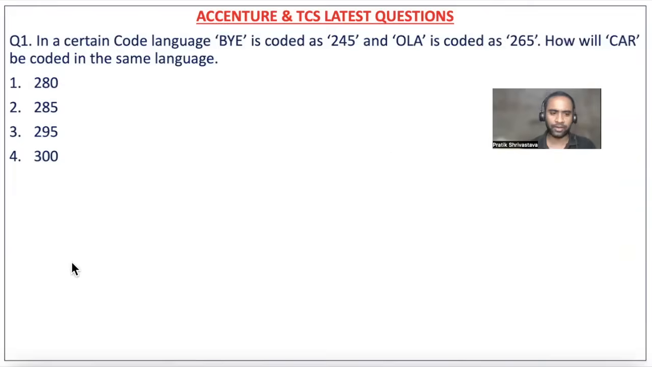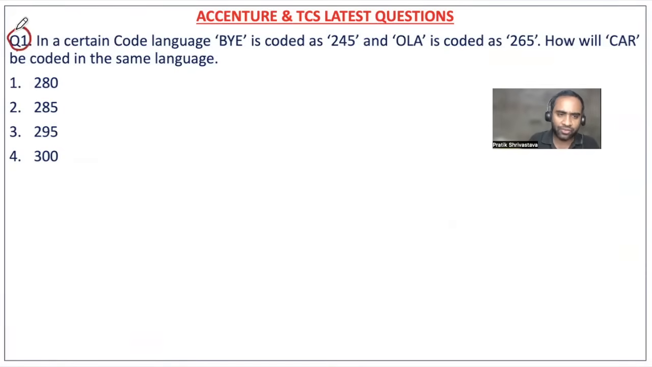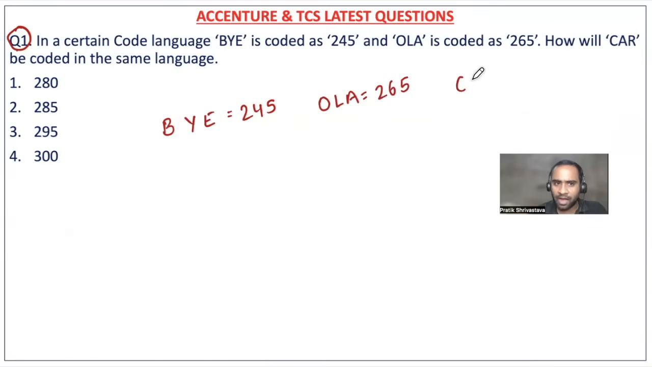Now question number 1. Before you solve any question, I would like you to first try by yourself, and only then watch the solution. In a certain code language, BUY is coded as 245, OLA is coded as 265, then how will CAR be coded in the same language?